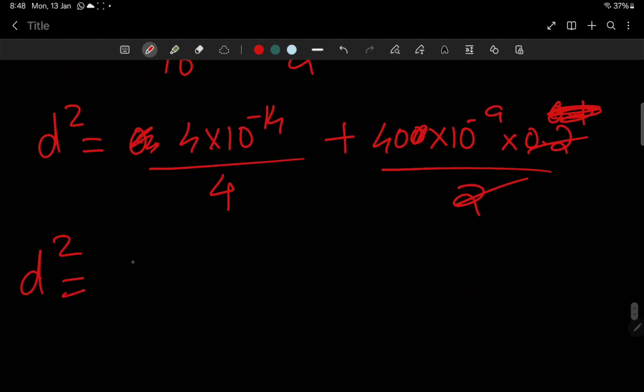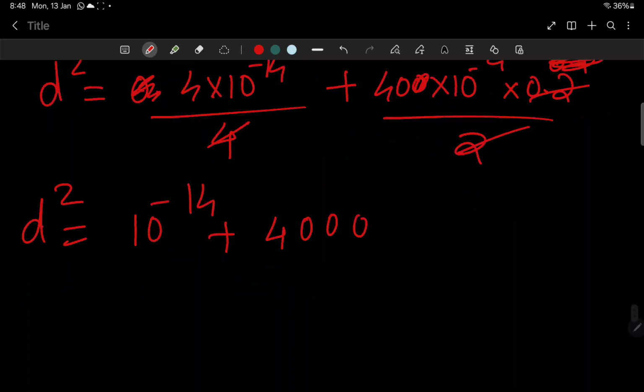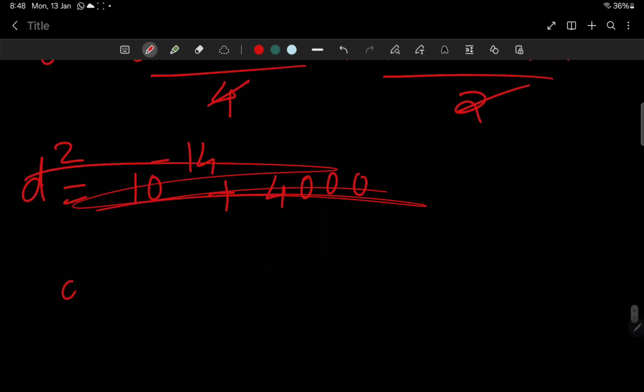So therefore d square equal to 4 cancels, 10 raised to minus 14 plus 40 into 10 raised to minus 9, or 4 1 2 3. Okay, if you calculate this, we get D square is approximately equal to 400 into 10 raised to minus 10.